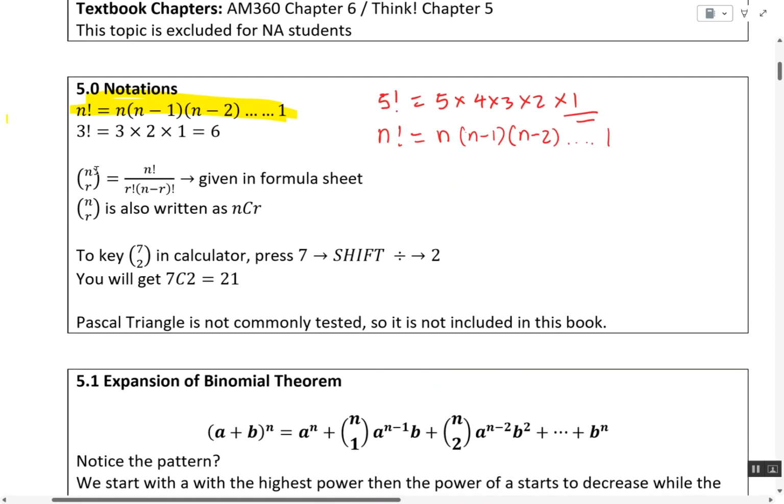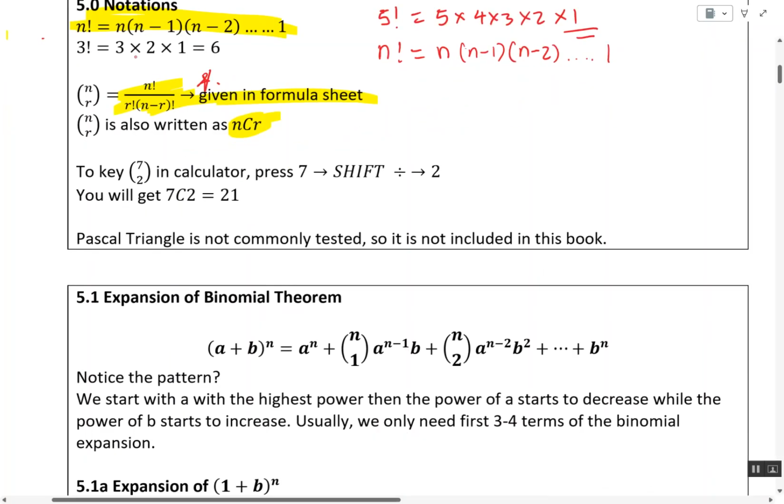Over here you have n bracket n r. This is what I like to call n choose r. The C here represents choose. This formula is given in the formula sheet, so again, don't worry too much about this. Subsequently, at the back part, when I go through the concepts relevant for this, then I'll dive into it. But for now, don't worry too much about it.